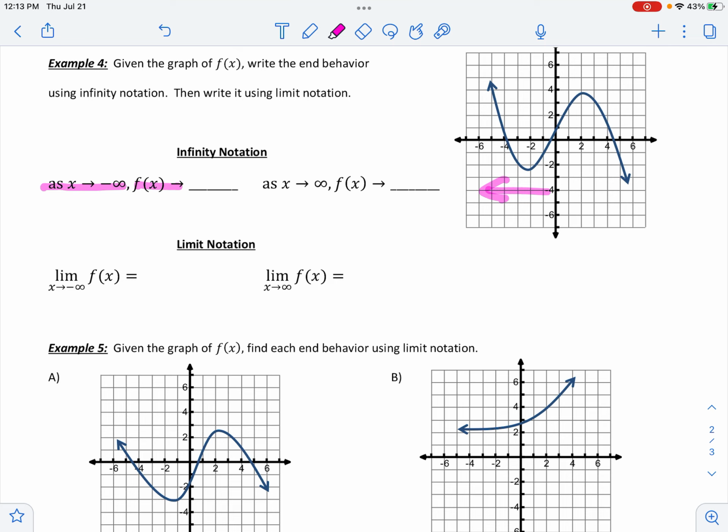There are 3 situations that can be happening. Your y values can be going up, that's towards positive infinity. Your y values can be going down, that's negative infinity. Or your y values can be leveling off. And if it's leveling off and it looks like a horizontal arrow, then you say what y value it's leveling off at. Okay? All right, so let's go ahead and look at this first one here.